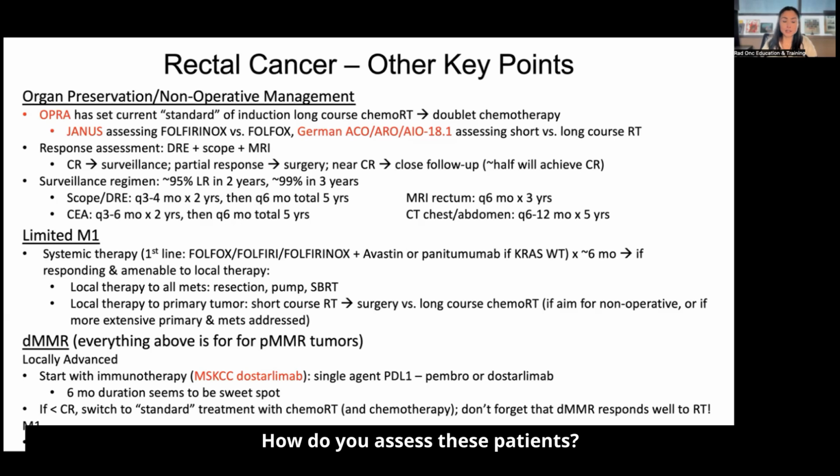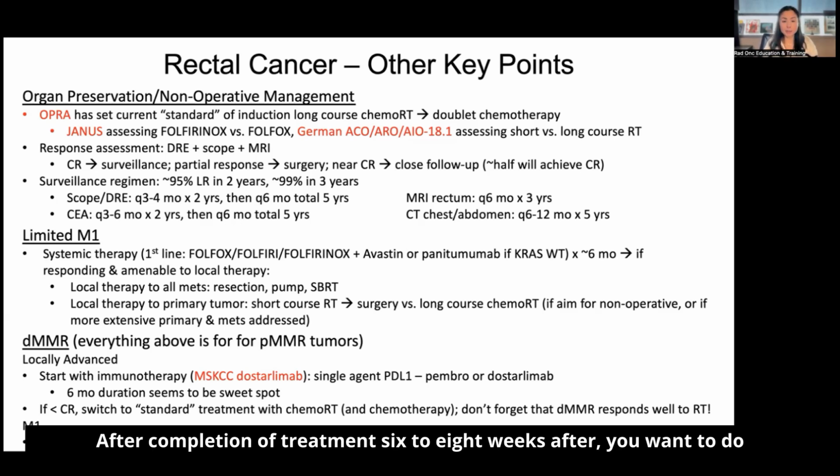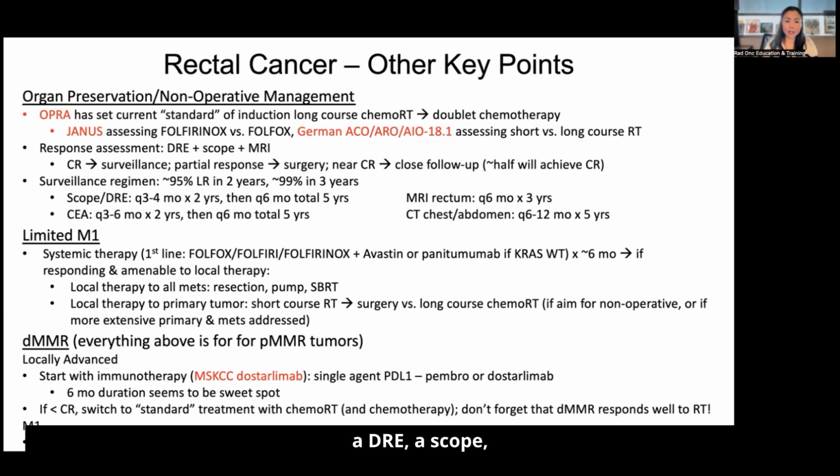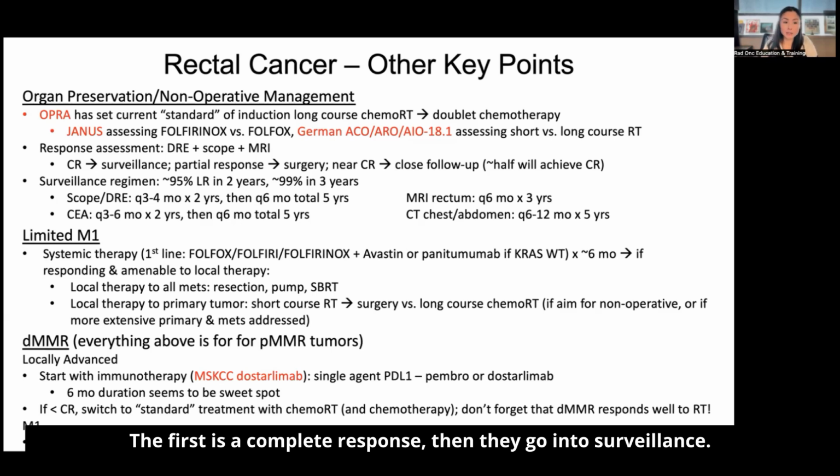How do you assess these patients? After completion of treatment, 6 to 8 weeks after, you want to do a DRE, a scope, and an MRI. And there are really 3 response categories. The first is a complete response, then they go into surveillance. If they have a partial or incomplete response, they go to surgery. And then there's this 3rd category called a near complete response. And these should really get close follow-up. We know that about half of them will achieve a complete response.